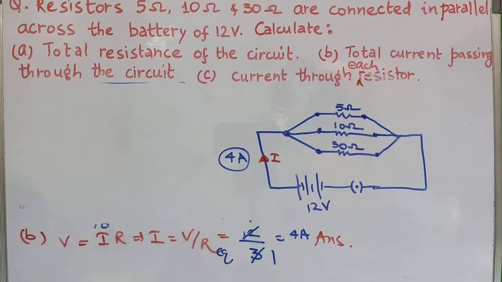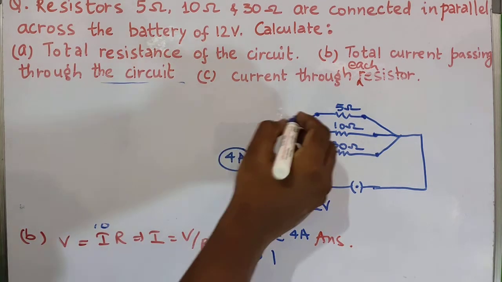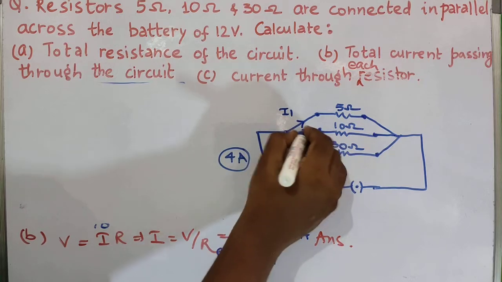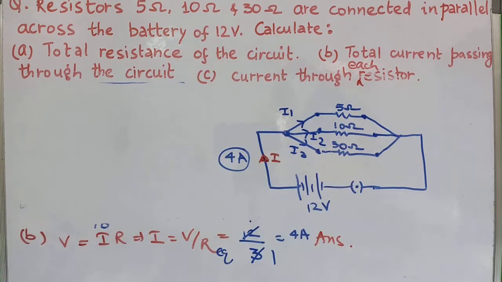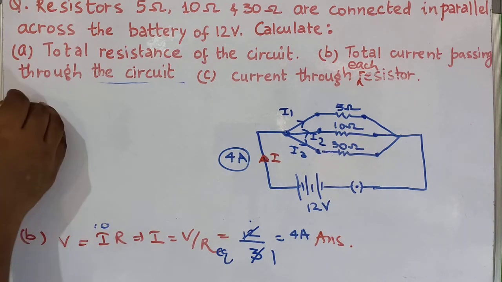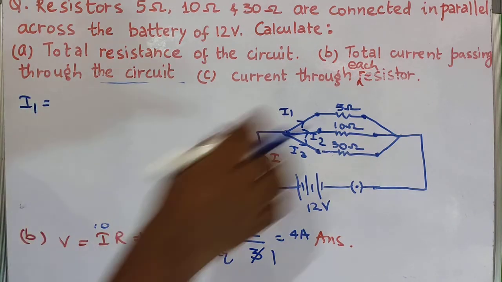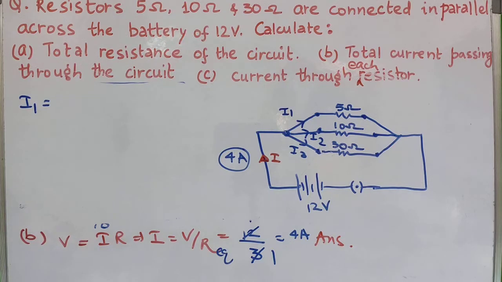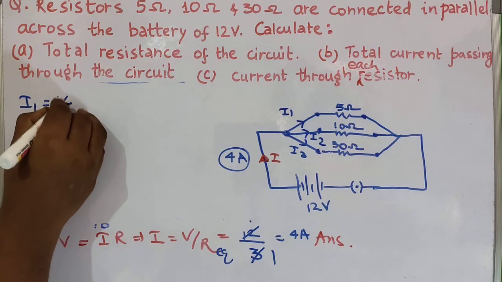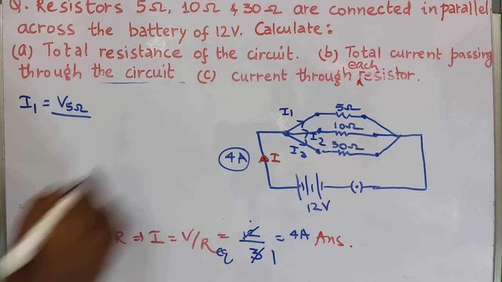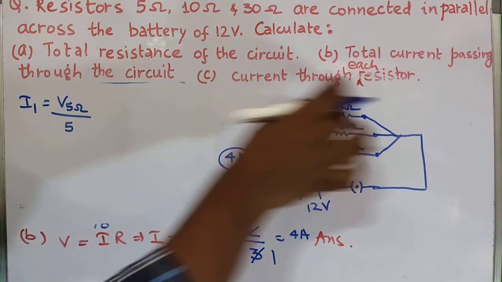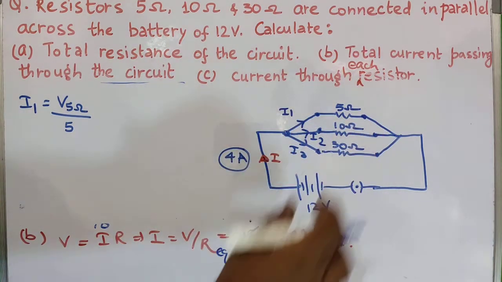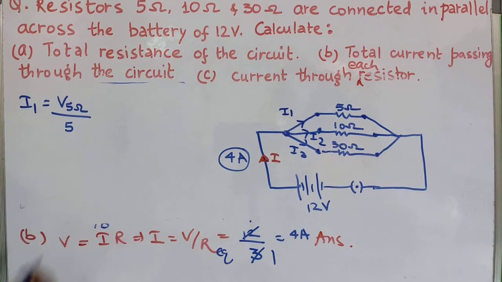What is the total current? 4 amperes. So 4 amperes gets divided as I1, I2, I3, right? So I1 is equal to the potential difference across 5 ohm divided by the resistance of 5 ohm, since I is equal to V by R. So we want I1, that means the potential difference across 5 ohm divided by the resistance of 5 ohm.